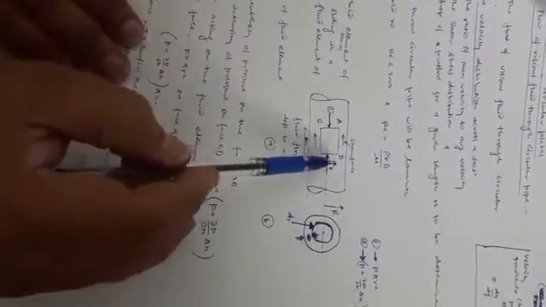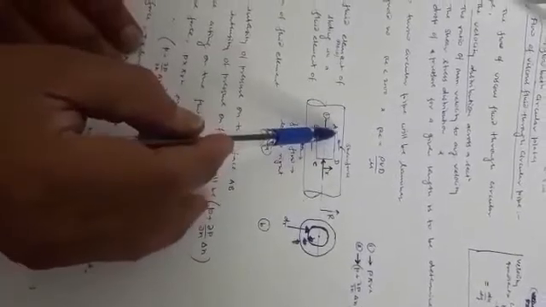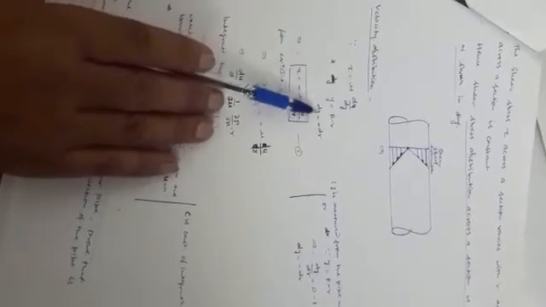Velocity distribution: tau is equal to mu into du upon dy. We know that y is equal to capital R minus small r. This is the capital R, and this is the small r. Then this distance will be capital R minus small r. Differentiating, we get dy is equal to minus dr. Then we can say tau is equal to minus mu into du upon dr, putting dy equal to minus dr.